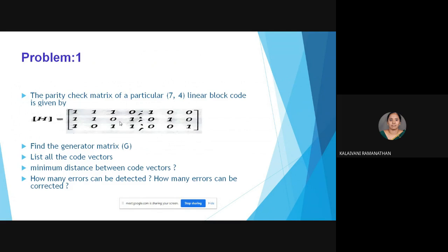For better understanding, we shall see one problem. The parity check matrix of a particular (7, 4) linear block code is given by H equal to the matrix as shown here. Find the generator matrix G, list all the code vectors, the minimum distance between the code vectors, and how many errors can be detected and how many errors can be corrected.